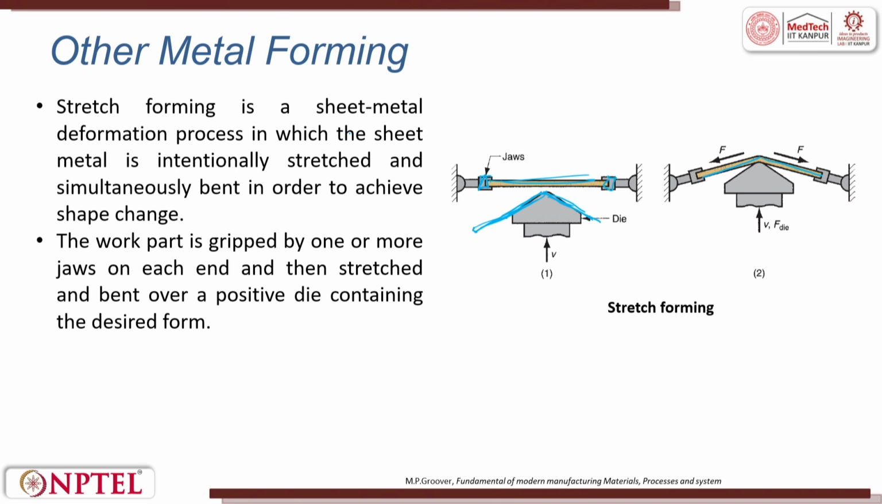Stretch forming is a sheet metal deformation process in which the sheet metal is intentionally stretched and simultaneously bent in order to achieve the shape. So basically they stretch and they bend. This is bending. The work part is gripped by one or more jaws on each end and then stretching happens, then the bending happens. So this is the stretch forming process.